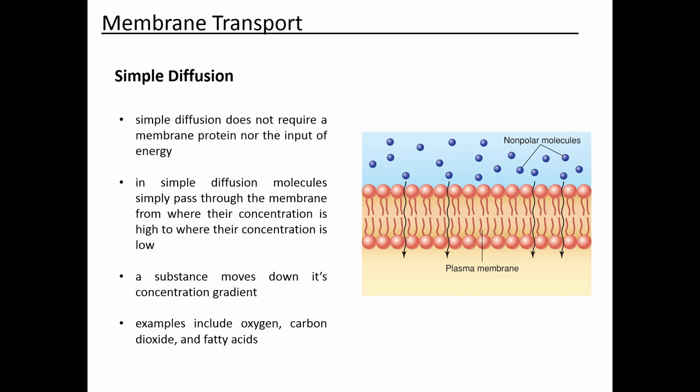So those are the types of molecules that are going to be able to move across by simple diffusion because they do not need the aid of a protein to move them from one side of the membrane to the other.